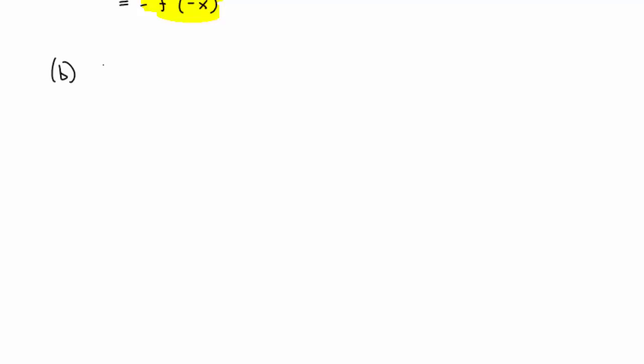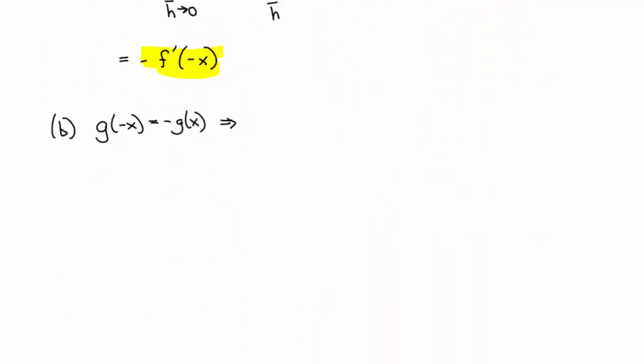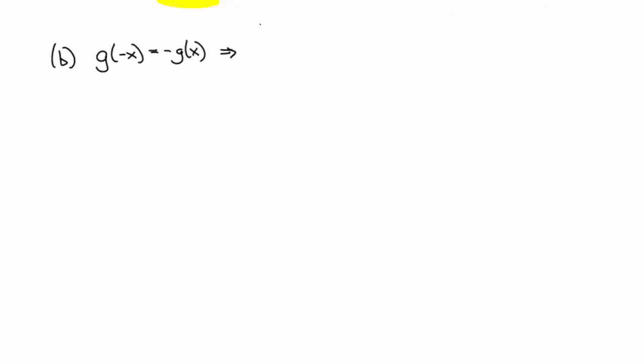So if f is odd, I'll actually use a different letter here. I'll use g. If g is an odd function, then g of negative x is negative g of x. All right, so let's go ahead and do this. Oh, by the way, we want to show the derivative of an odd function. Here's an odd function, sorry. The derivative of odd functions is even. So we want to show that, let me write this down.